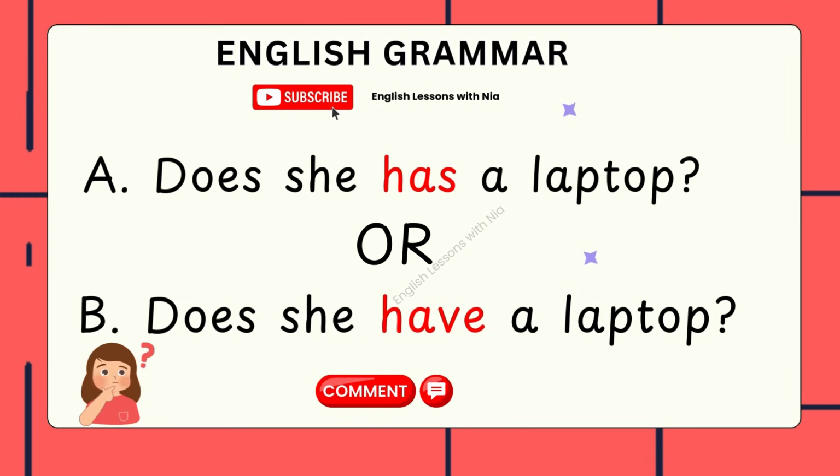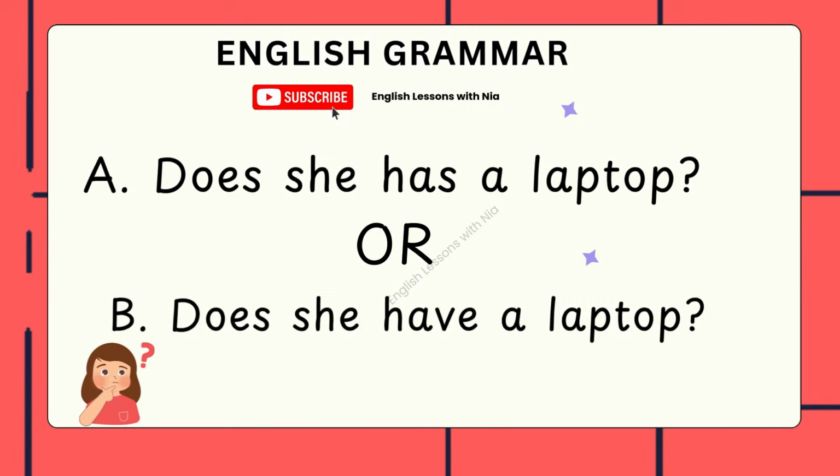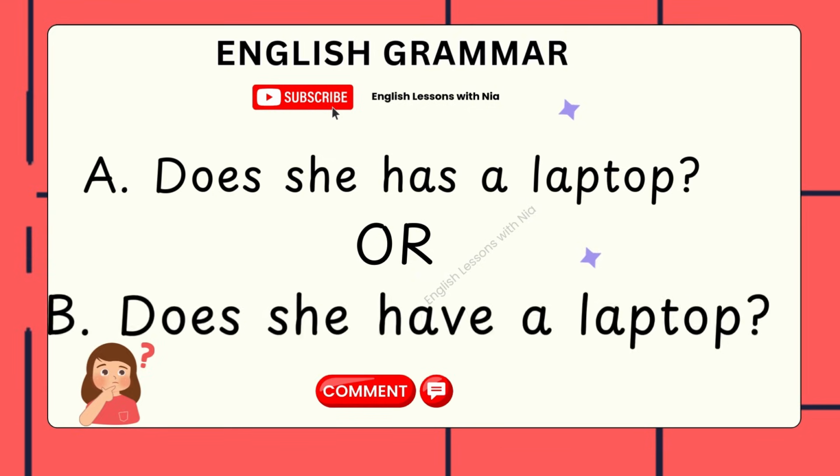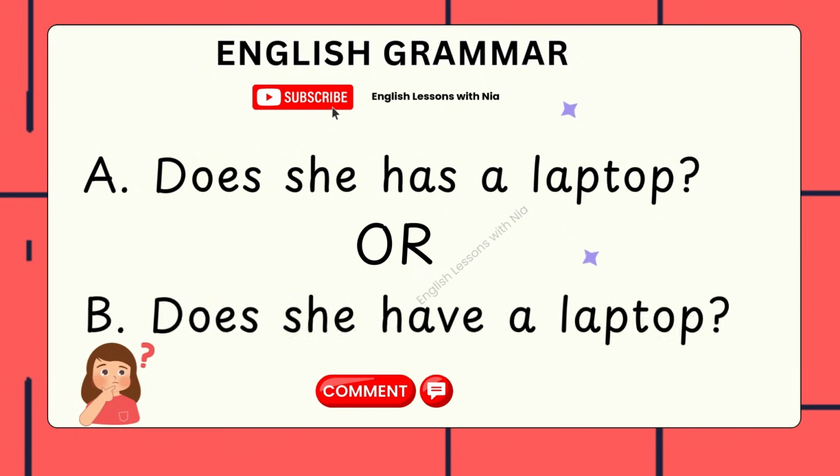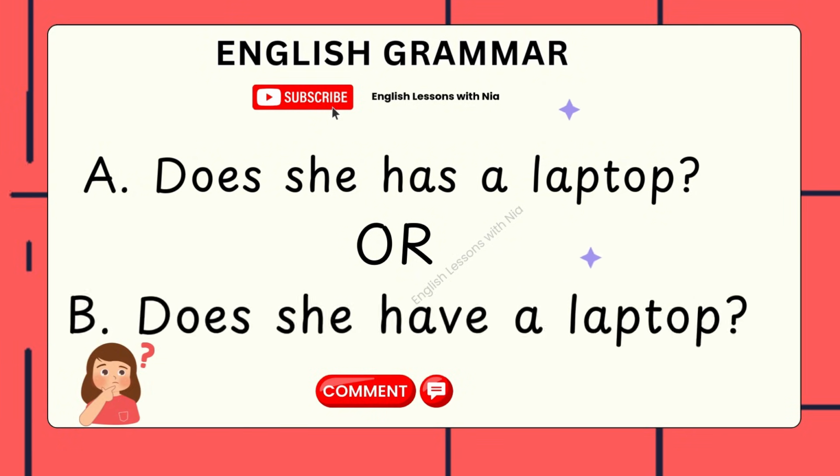Now let's go back to the quiz from the beginning of this video. Which is correct? Does she has a laptop or does she have a laptop? The correct answer is B. Does she have a laptop? Because does is the helping verb and the main verb must stay in its base form, have.